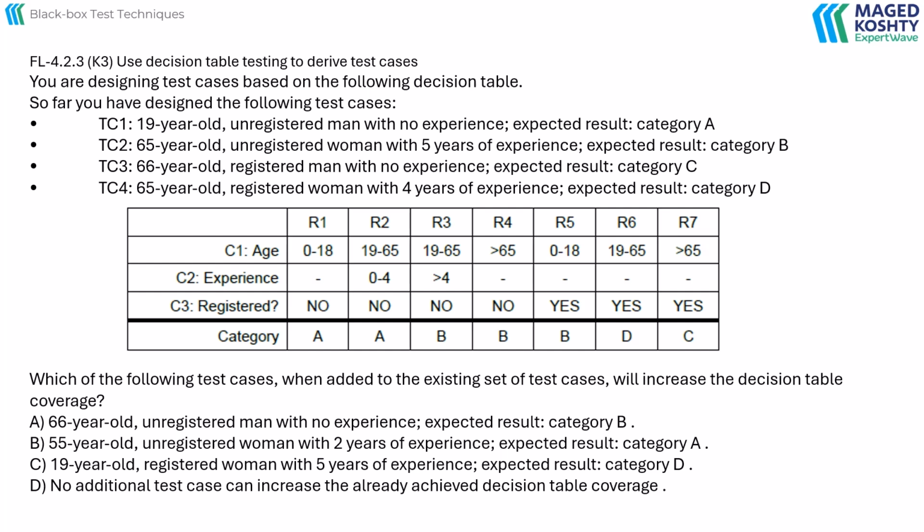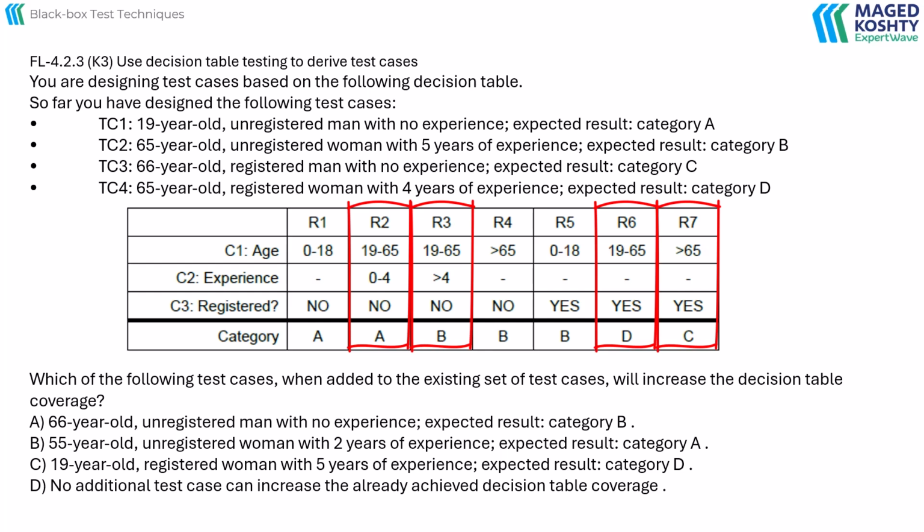Test case 1. 19-year-old unregistered man with no experience. This represents R2. Test case 2. 65-year-old unregistered woman with 5 years of experience. This represents R3. Test case 3. 66-year-old registered man with no experience. This represents R7. Test case 4. 65-year-old registered woman with 4 years of experience. This represents R6. So we covered R2, R3, R6, and R7. So we should look for test cases that would cover R1, R4, or R5.